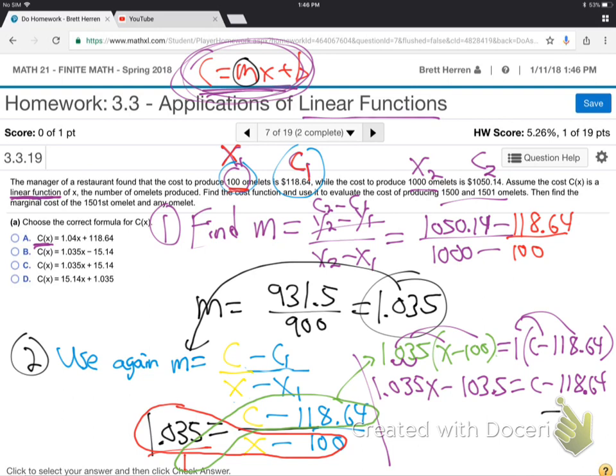So if I do that now, if I add 118.64 to both sides, that's gone. C alone is 1.035x plus whatever that is. Is it 15.14, I think? There we go. We found the equation for the cost of however many omelets. See how that works now? You could plug in X number of omelets and just figure out the cost from those original two pieces of information.